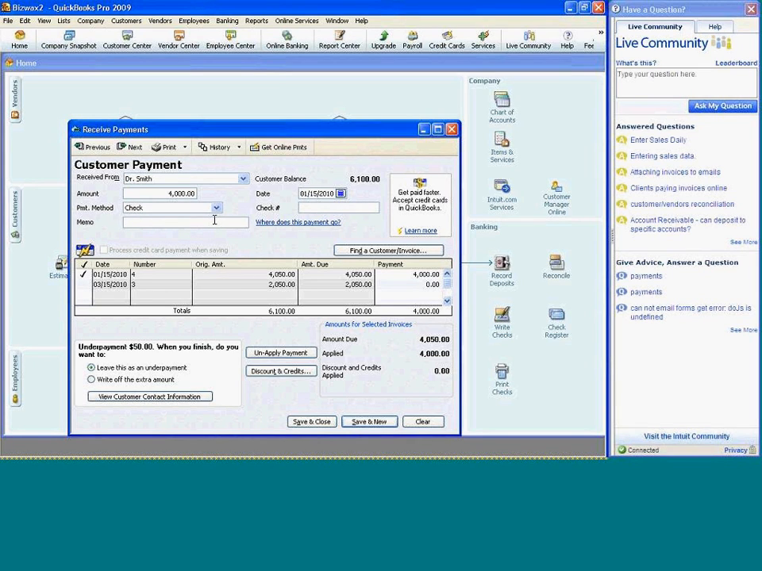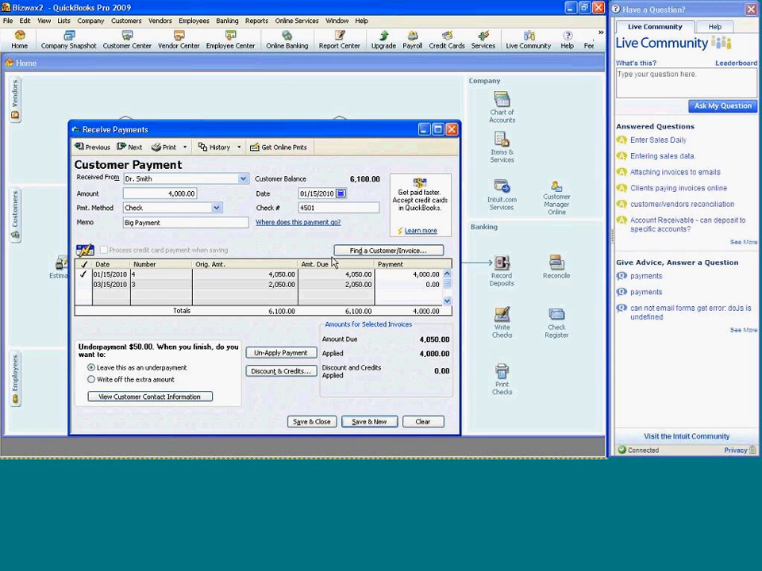A memo, okay, the check was a big payment. The check was number 4501. There's no credits. And now you see, this is an interesting thing over here.